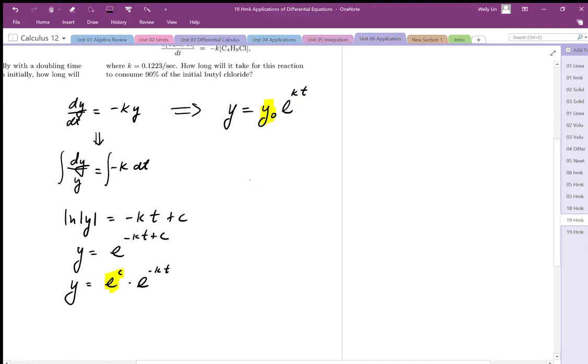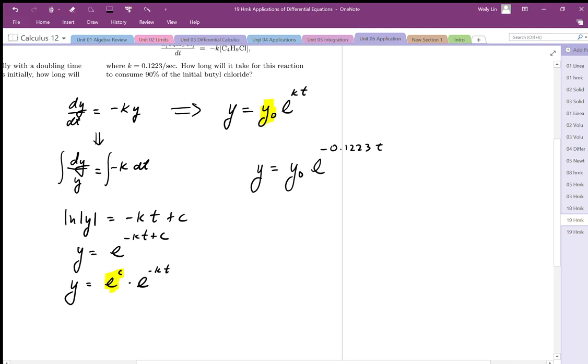So I'm going to have my equation here. My concentration value y as a function of time is equal to, and they don't tell us what the starting amount is, but they do tell us the k value is going to be 0.1223, and that will be times by t.